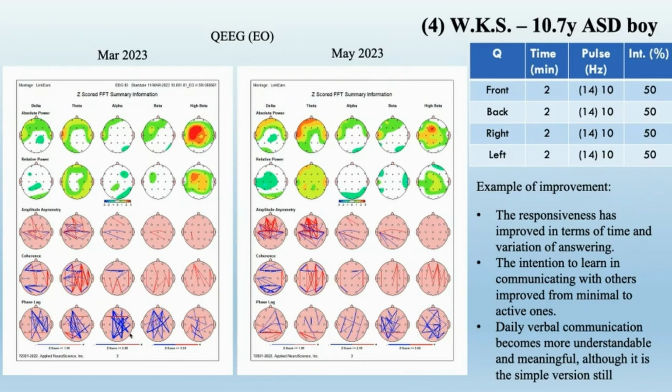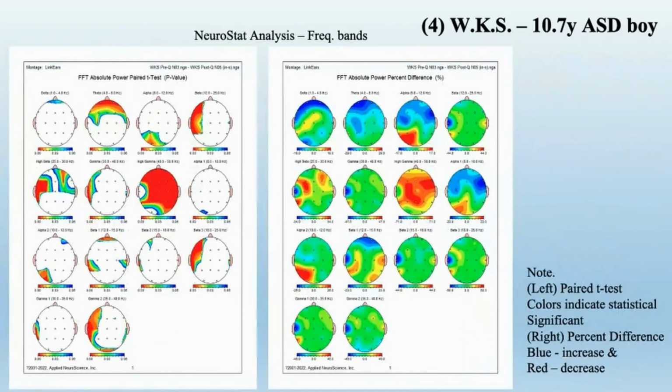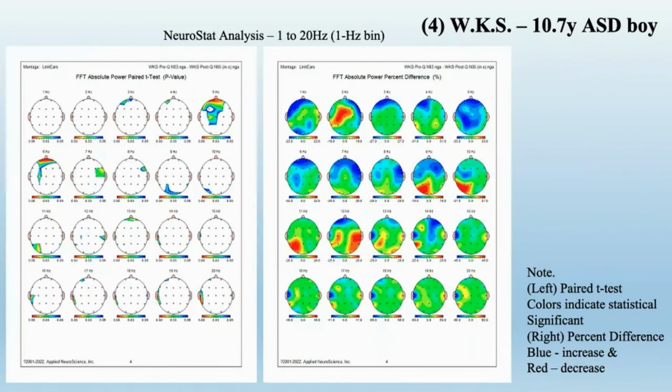So for this one, we can find that although we still have the hypocoherence, the phase lag on the middle bands on alpha bands has been improved. So these are the changes anyway. And for the neurostat, let's see, alpha changes on the frontal lobe mostly, although it is not statistically significant, and also some changes on gamma that we need to explore in the future, and also the alpha is elevated on the frontal lobe area, although it is not statistically significant. This is the change on him on the 5 hertz.